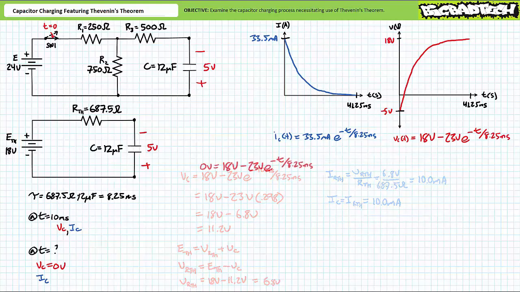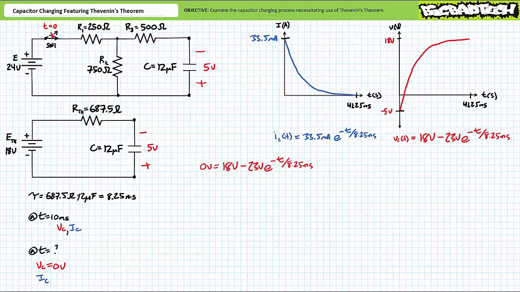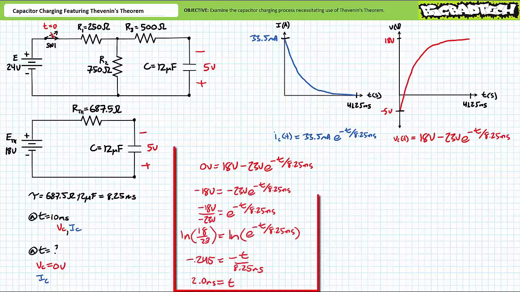with one another. Our second example is asking us to determine the time at which the capacitor has been charged up to 0 volts. 0 volts equals 18 volts minus 23 volts times e to the negative t over 8.25 milliseconds. What time value in milliseconds satisfies this condition? Most likely it will be much earlier than 10 milliseconds because we just demonstrated that at 10 milliseconds the capacitor will have been charged up to 11.2 volts. Algebraic manipulation yields a time value of roughly 2 milliseconds. If you want to go out 3 decimal places, you're looking at 2.022 milliseconds, extremely early in the charge process.